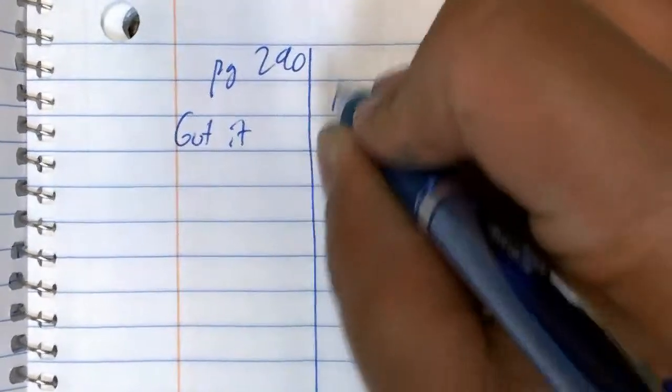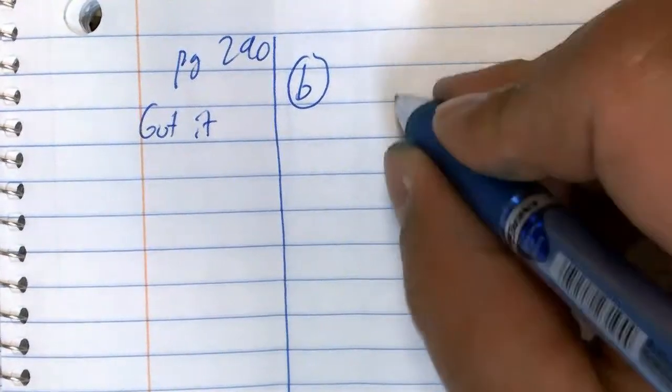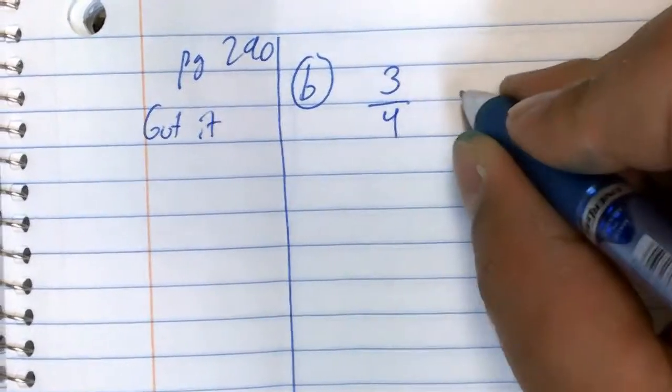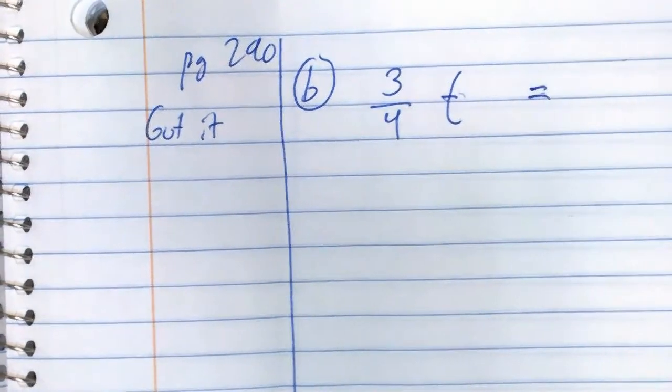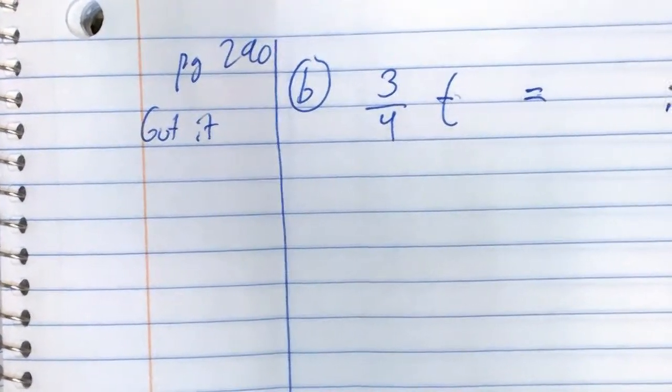Okay, letter B. Whew. This is page 290 still? Page 290? Got it, letter B. Okay. 3/4 ton equals how many pounds?